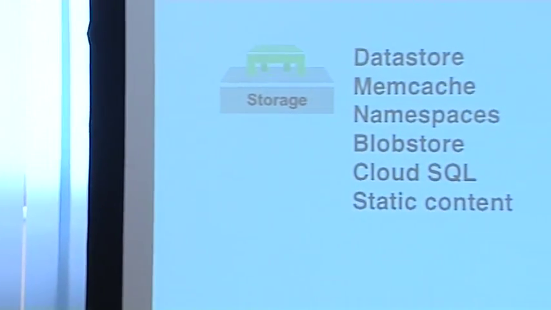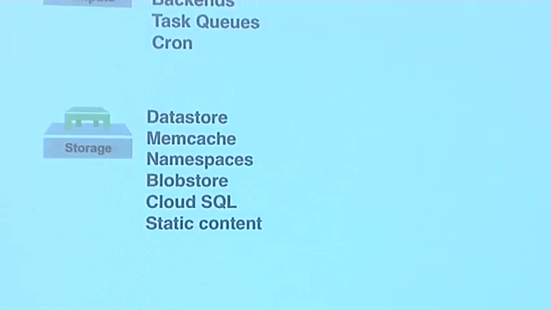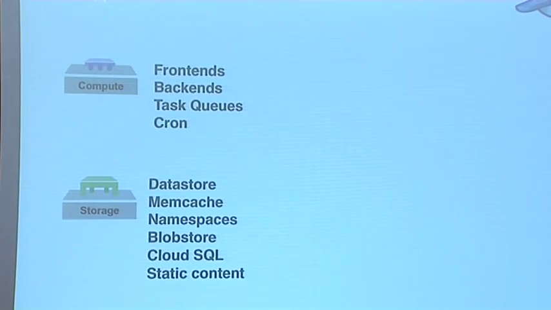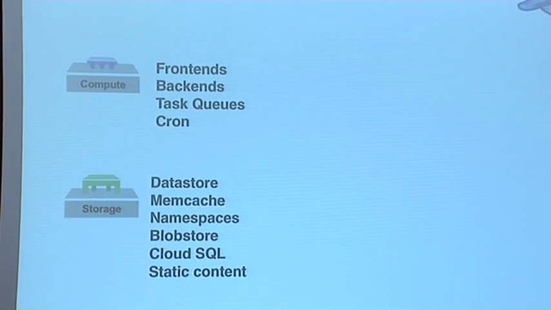And then we have the data store, storage. And we have lots of different ways to store data in App Engine. So we have our data store, which we started out with. We also have Memcache, which is a high-performance key value store. We have namespaces, so you can scope all of these things. Blob store to store blob data. Cloud SQL now if you want a relational database. And of course, we also allow you the ability to store static files and content and serve those up through App Engine. And an example of that is Google Doodles. A lot of that was static content.